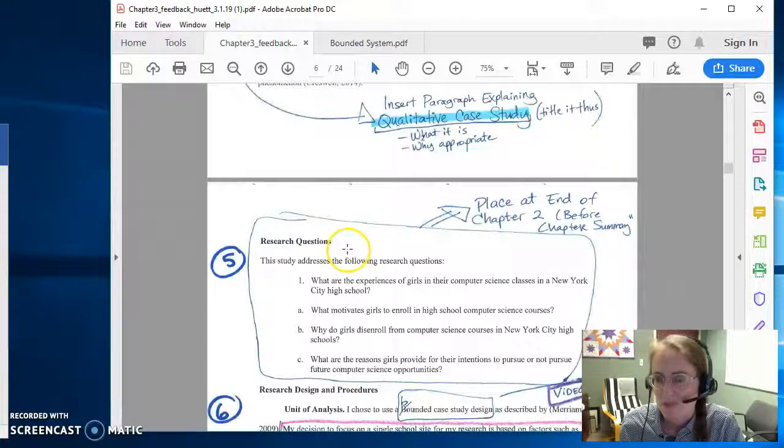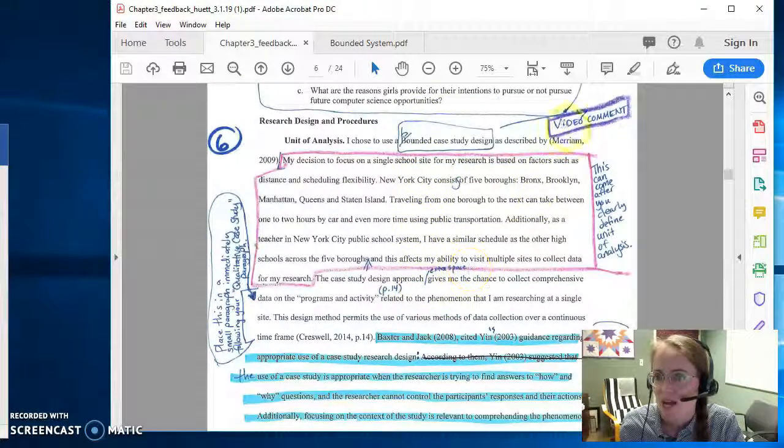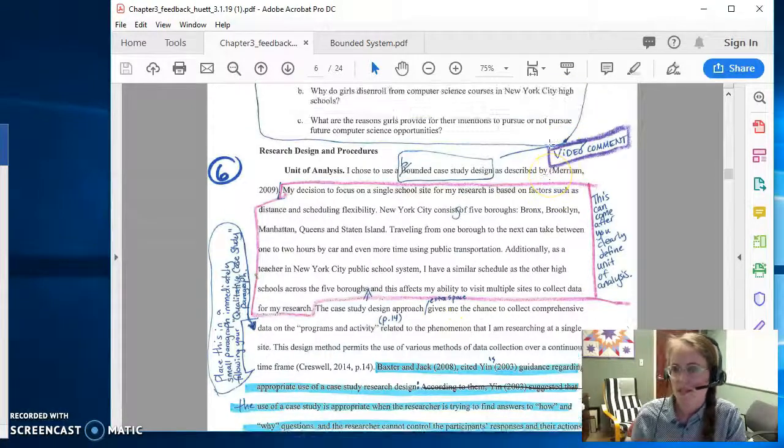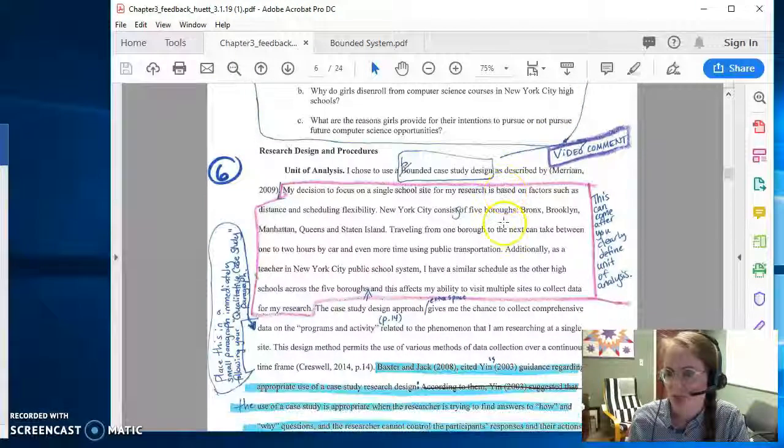Do put the research questions at the end of chapter 2, like I had said. And then I decided in this reading, anywhere you see purple, and I sometimes put video comment or just vid, means that I want to make sure I mention this thing in the video because I'm not going to mention everything.